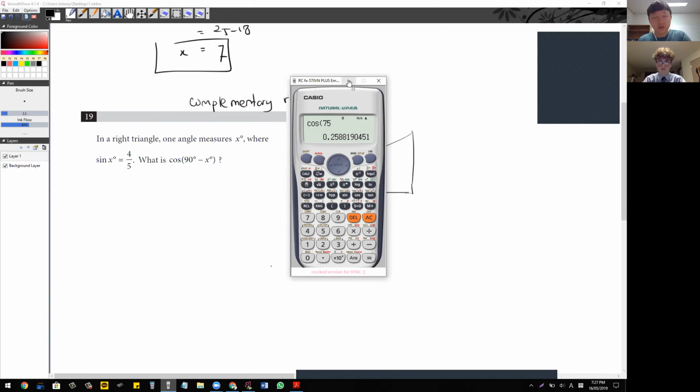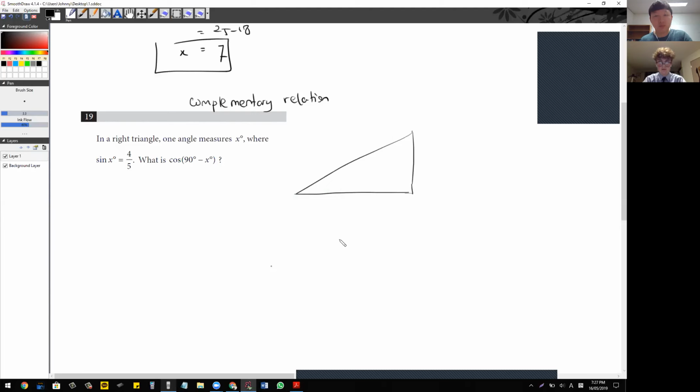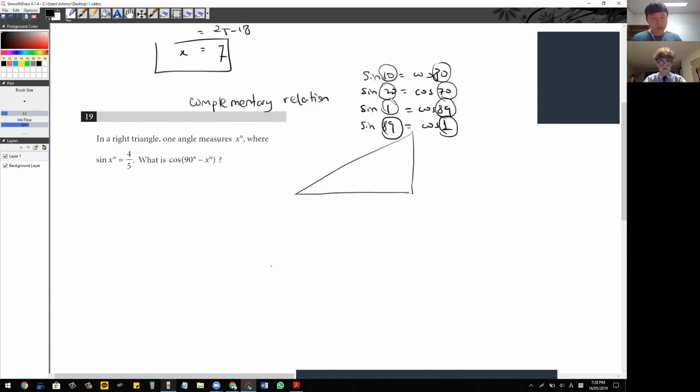So what's the rule here? This is known as the complementary relationship. If you have sine of 10, that's the same as cosine 80. Sine of 20 is cosine of 70. Sine of 1 is cosine of 89. Sine of 89 is equal to cosine of what? It's 1, that's right. As long as these two angles add up to 90, sine will equal cosine. This is known as the complementary relationship.